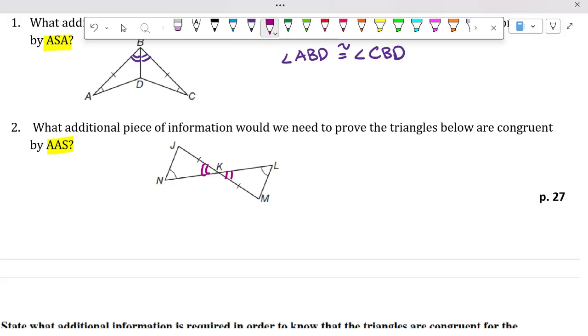Now, we could have marked those already because they were vertical, but it's just asking, what do I need to mark for it to be AAS? All right. And if you've noticed, the side is not the direct path in between the 2 angles, so it is AAS. So we had to show that angle JKN was congruent to angle MKL. Yes. Go.